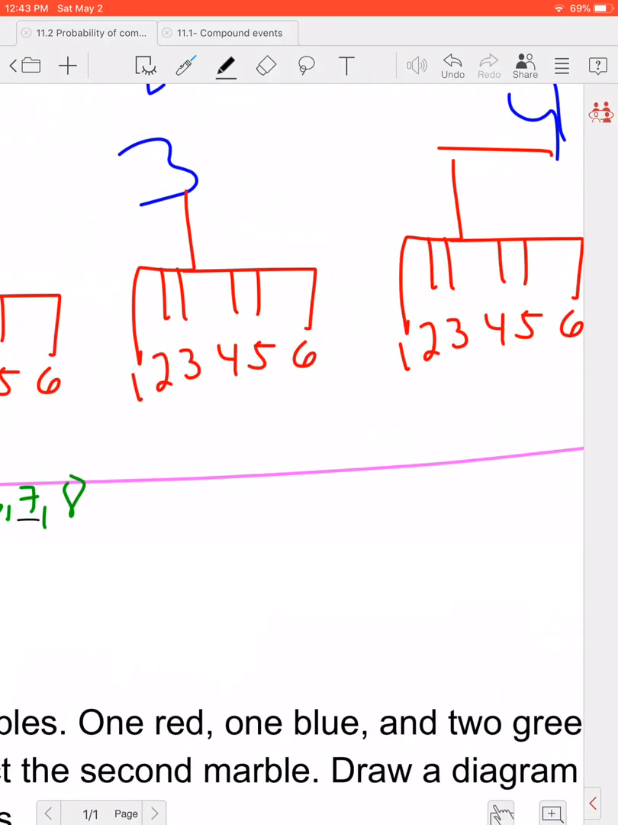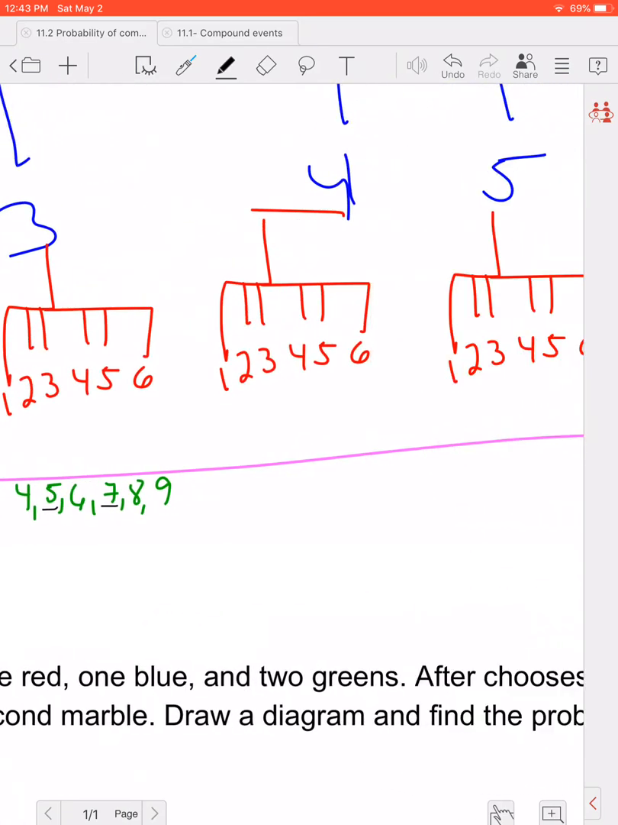Now we're going to add 3 to every number. So 1 plus 3 is 4. 3 plus 2 is 5. 3 plus 3 would be 6. And then 7, 8, 9. And again, we're going to highlight those prime numbers, which would be 5 and 7 in this one.